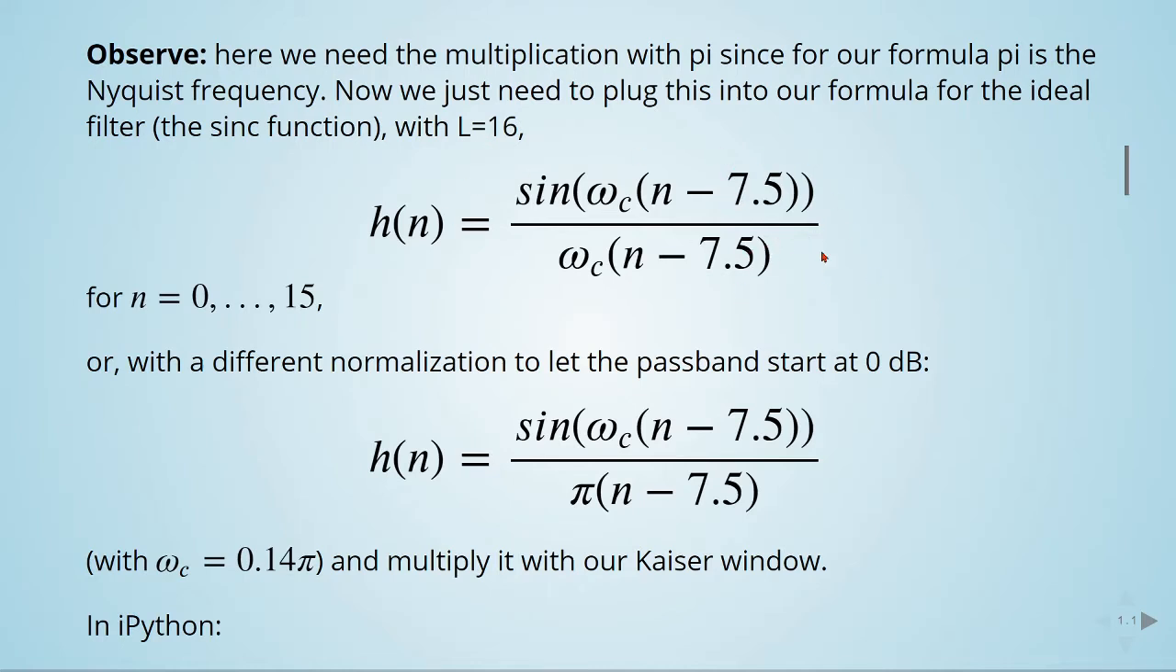Or we can have a different formulation with normalization to let the passband start at 0 dB. So we have this formula here, and then omega c should be equal to 0.14 pi, and then we multiply it with our Kaiser window.